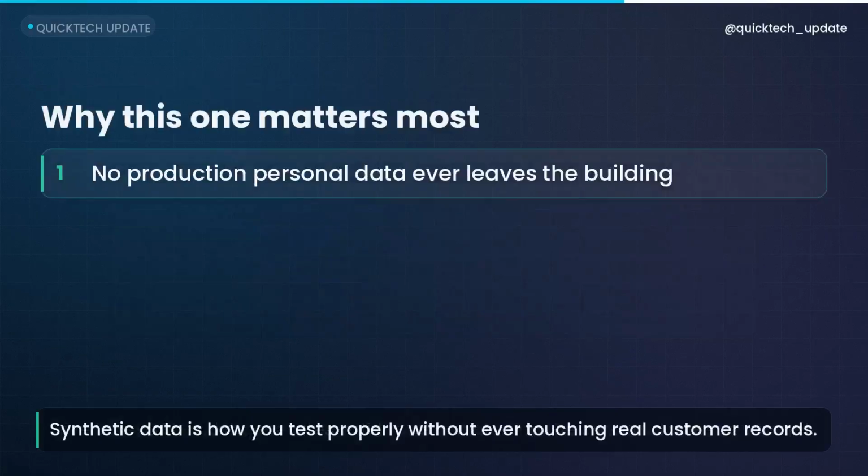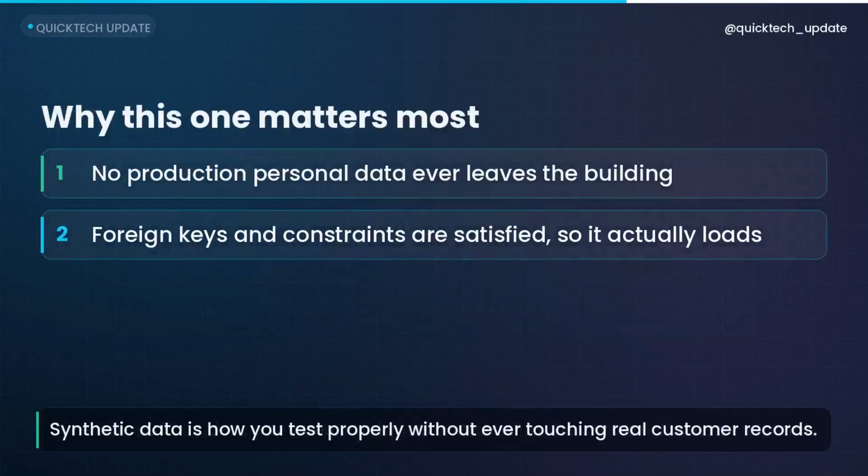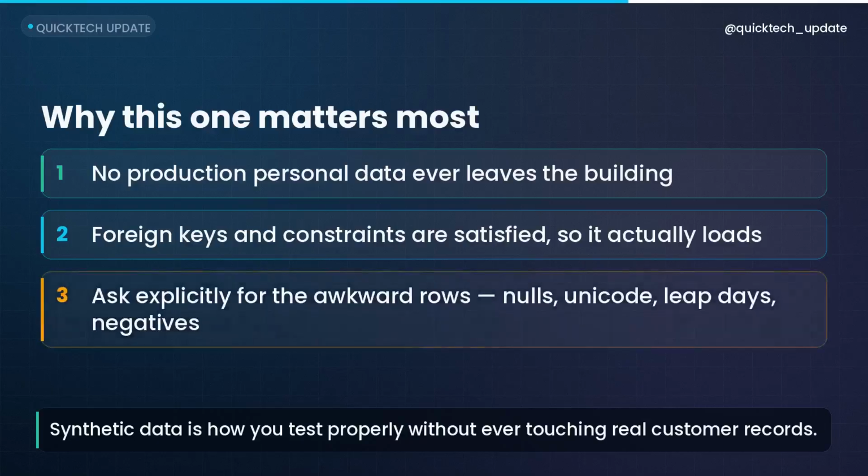And this is the one I'd argue matters most, because it changes something structural. No production personal data ever has to leave the building. Your test environment stops being a compliance risk. And because the generated rows respect your constraints, they actually load instead of failing halfway through.